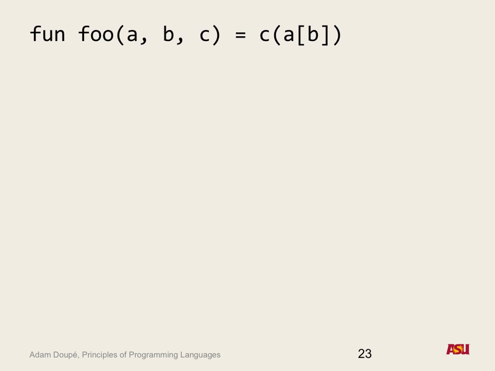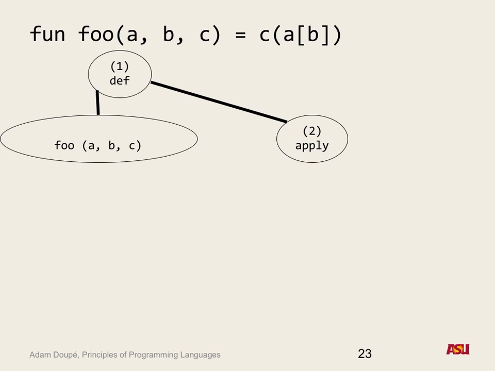So let's walk through an example. We have here our function foo, which takes a, b, and c. So we have a function definition. I used fun before; we used def. That's fine. I'm just numbering the nodes, which will help me when I calculate this by hand. So I have my definition, I have foo, I have an apply.